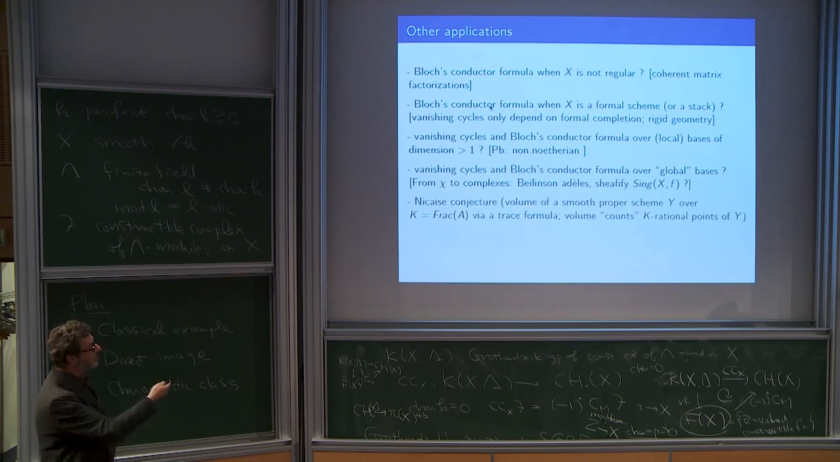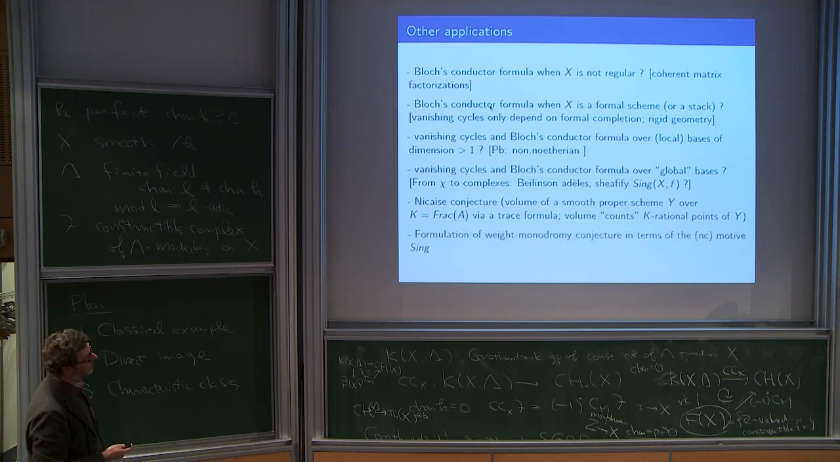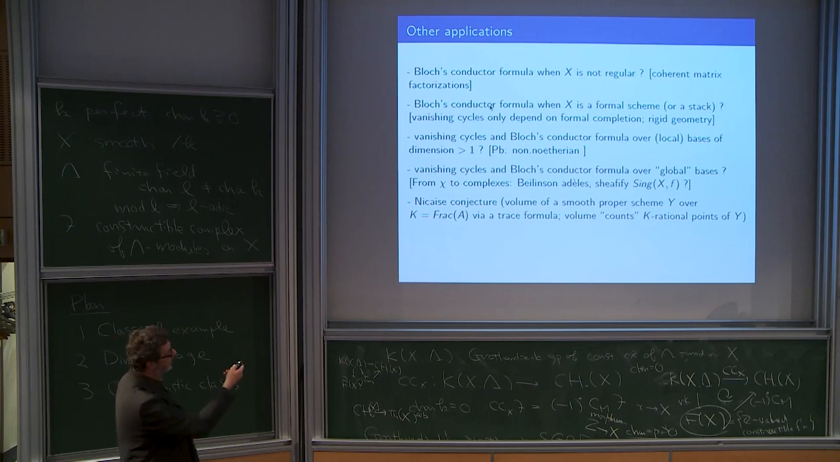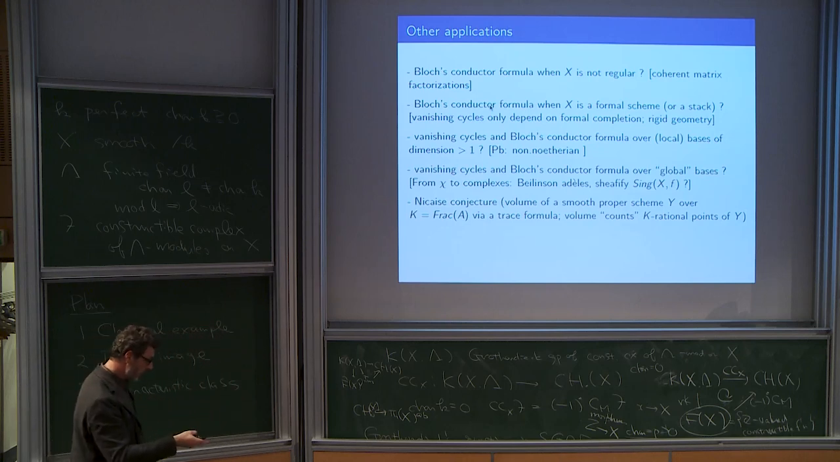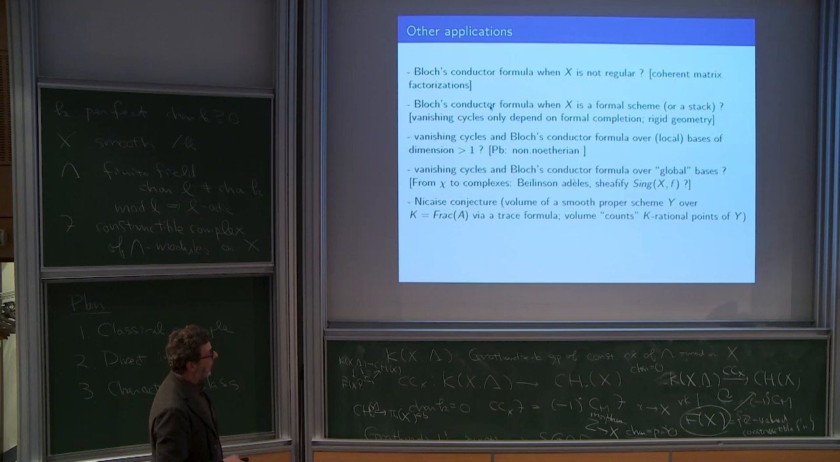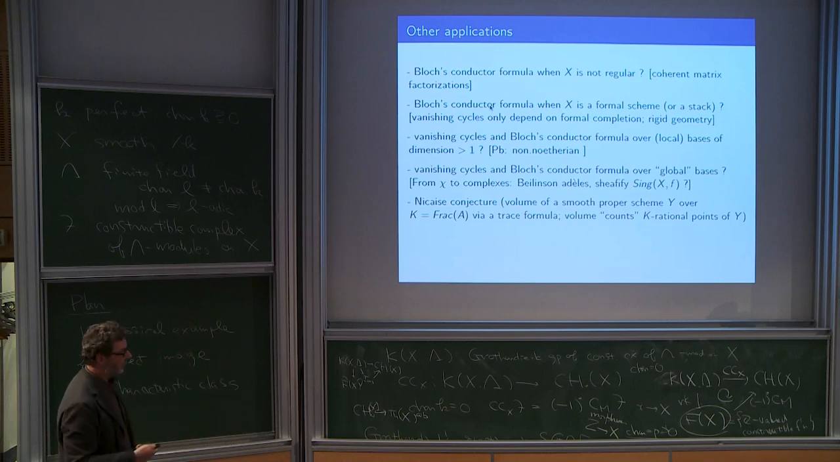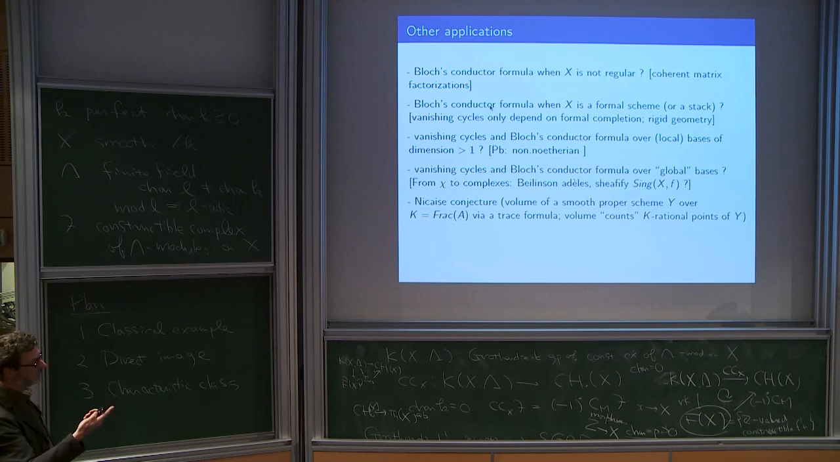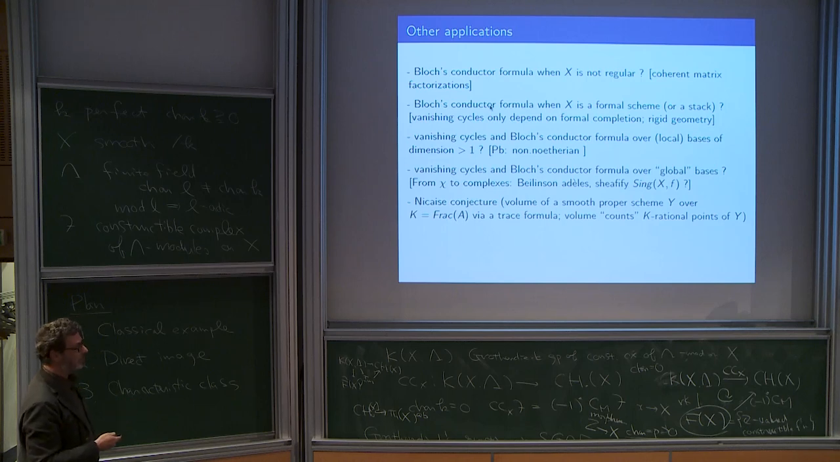Yeah, there are other conjectures like Nicaise's conjecture. Nicaise's conjecture is a conjecture concerning essentially the rational volume of a proper variety over a field. And this rational volume essentially counts rational points, and this is expressed as a trace formula in the conjecture. So we think we can replace the trace formula that he has, with a proof that the trace formula he has is the same as a non-commutative trace formula.